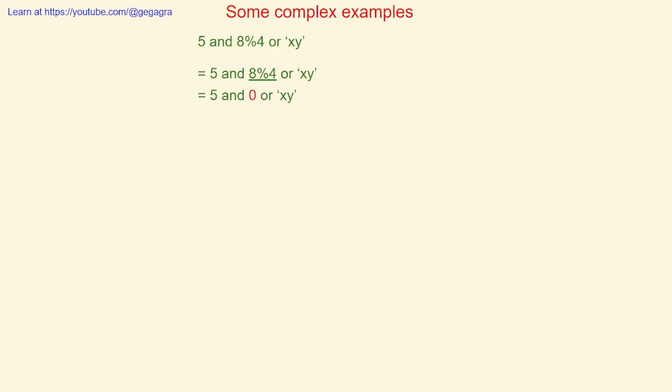Okay, so 5 and 0 or 'xy'. After that we'll have to evaluate 5 and 0, because the precedence of and is greater than or, and that is why 5 and 0 will be evaluated. When the expression is combined with the AND operator, we have to find the first false value. 5 is not a false value, so it will return the last value. Hence 0 is the outcome of 5 and 0.